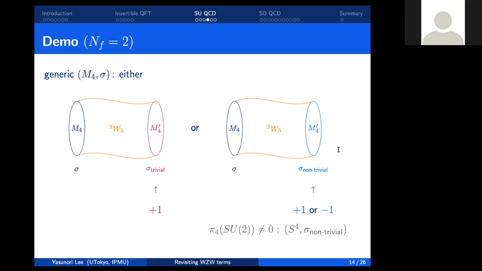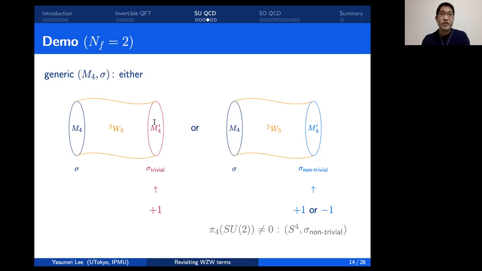When you say here sigma, is it a spin structure or a map? Sorry, it's a map. Sigma is always a map, in this talk. But sometimes you use sigma as a spin structure? No. Yes, you can think of sigma as a map in this talk.